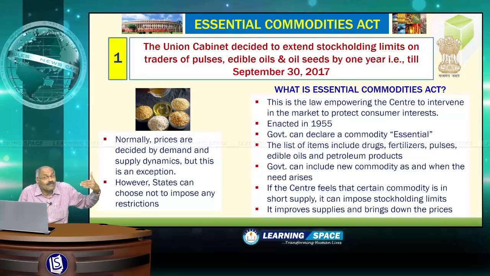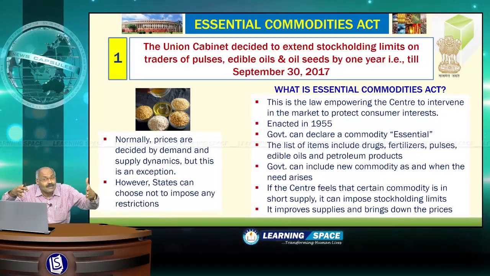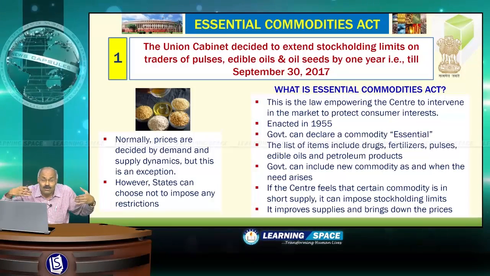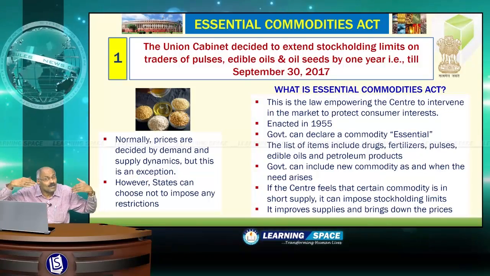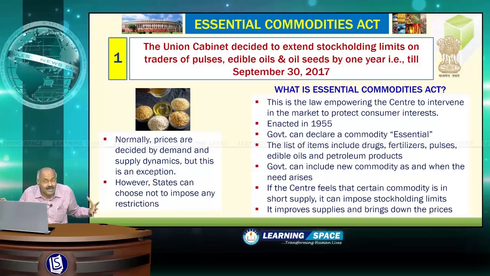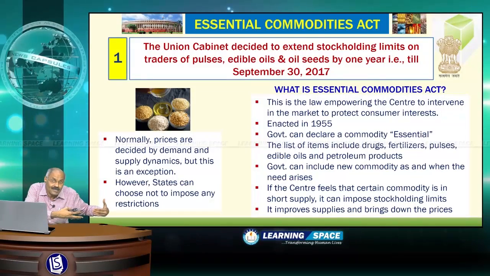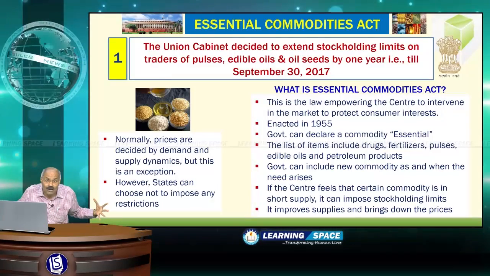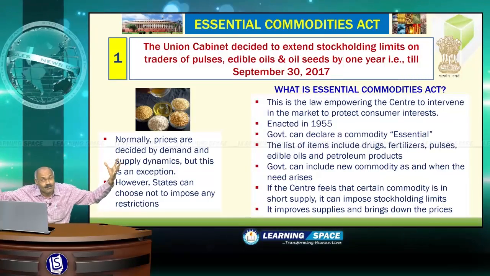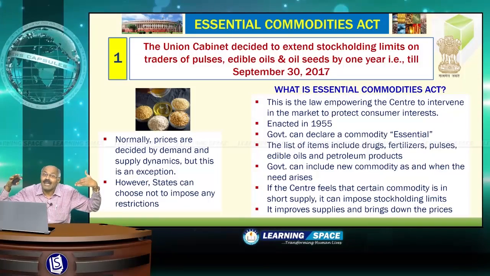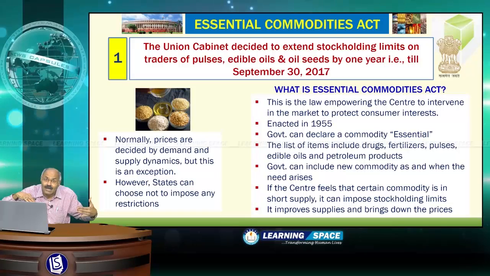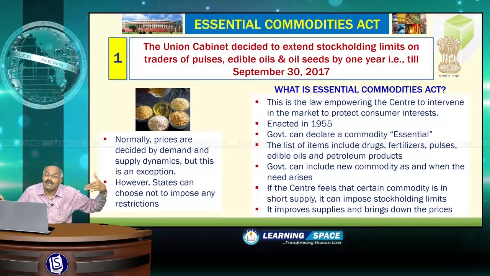This is the law enacted in 1955 so as to intervene as and when traders resort to hoarding and black marketing. Are you clear? Hoarding means storing excess quantities in godowns. Black marketing means selling them illegally. These two terms are very important. Hoarding means storing excessive quantities in godowns and creating artificial scarcity, and subsequently selling the product at higher prices is black marketing. To control that, and to make essential commodities available to the common man, the government enacted this law in 1955.